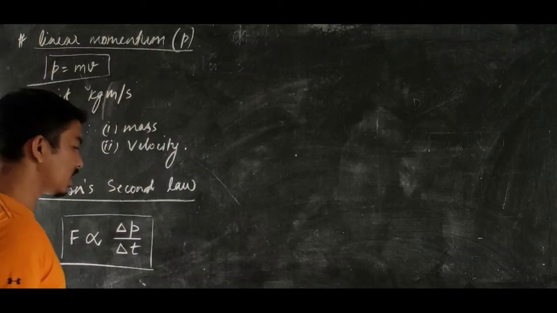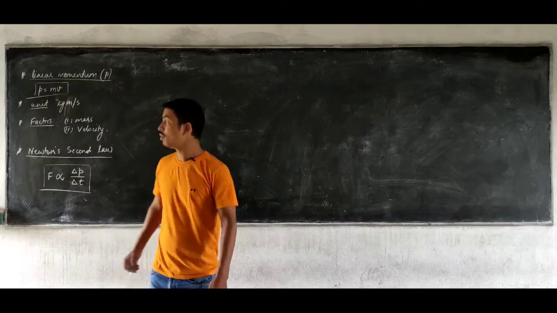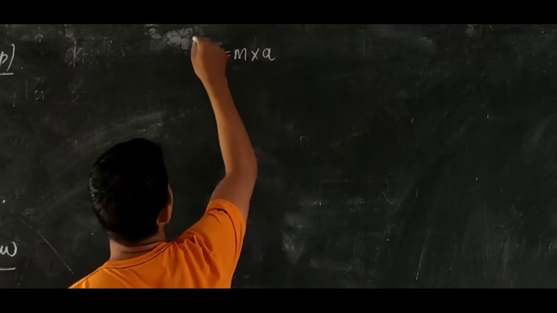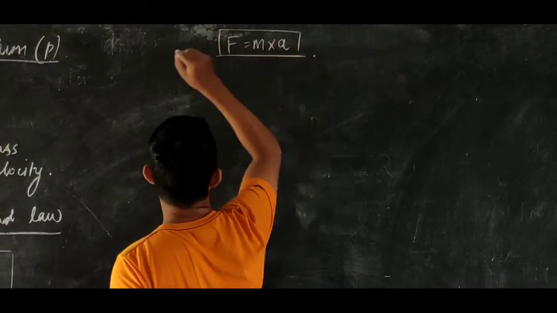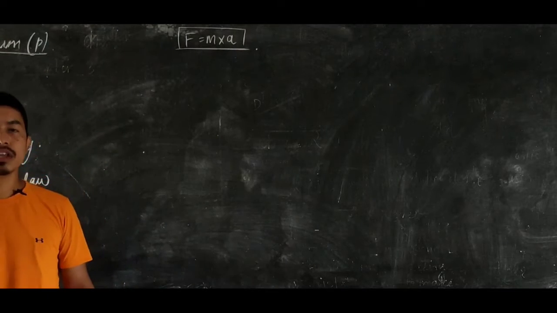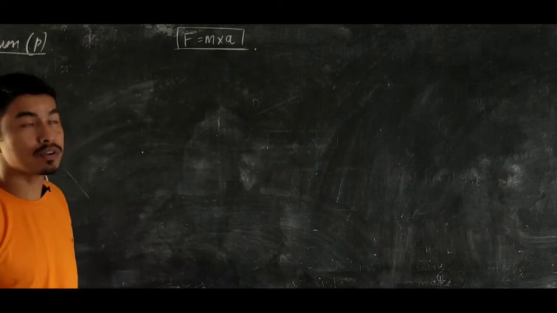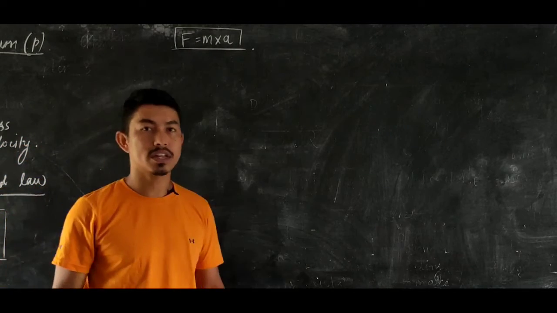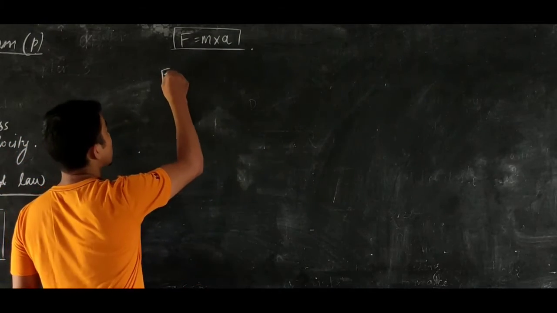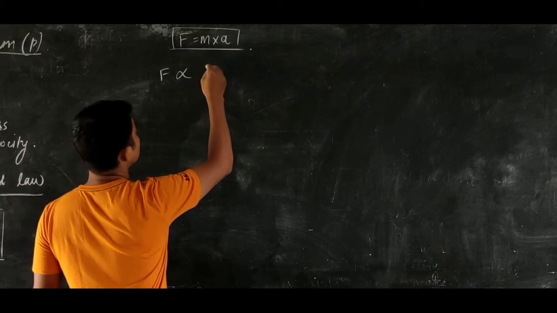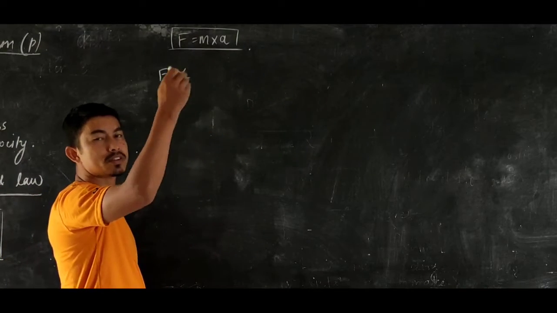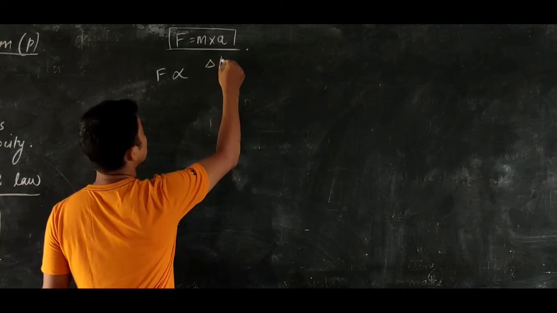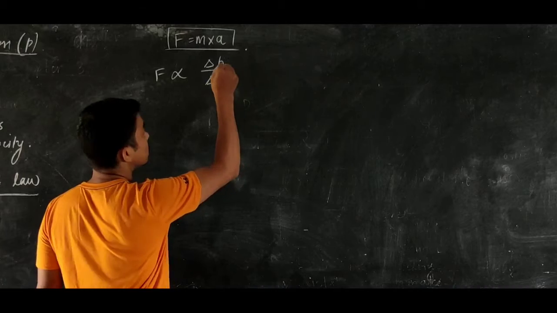So using Newton's second law, we can easily derive the formula force equals mass into acceleration. So let us try to derive this, and this derivation is very important from your examination point of view. So beginning with the statement, what does Newton's second law tell us? It tells us that the force applied is directly proportional to the rate of change of momentum. So F is directly proportional to del P divided by del T.